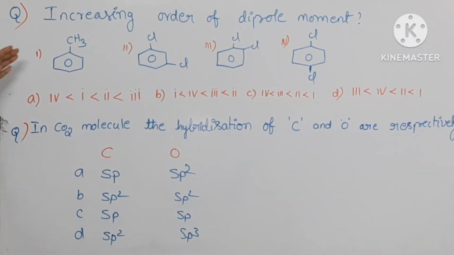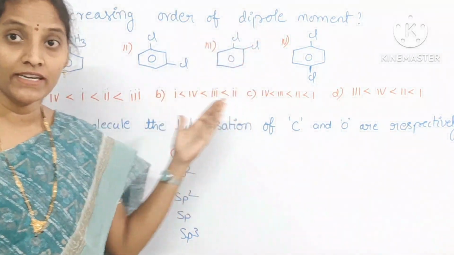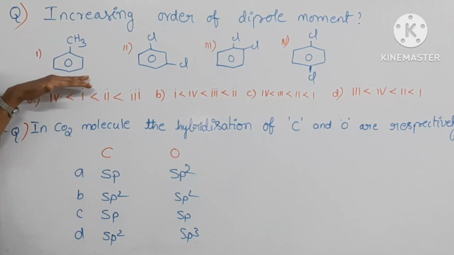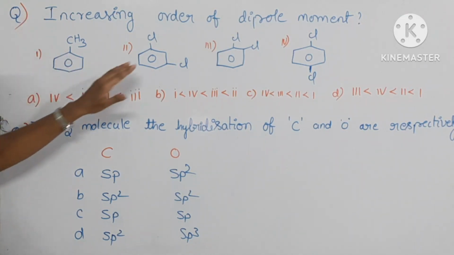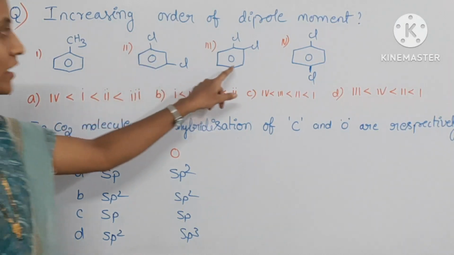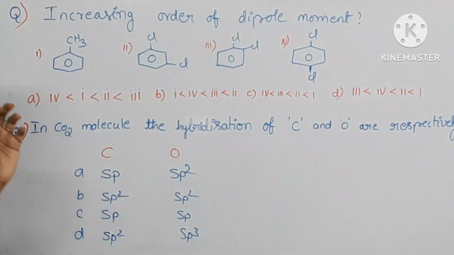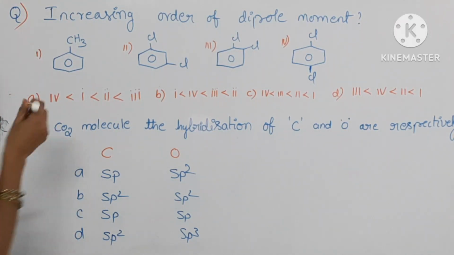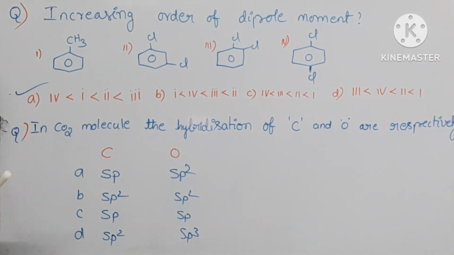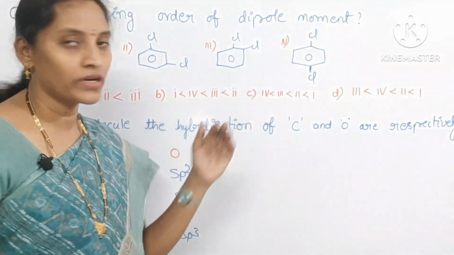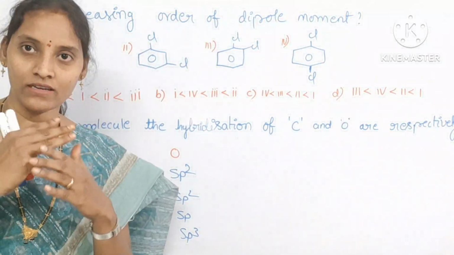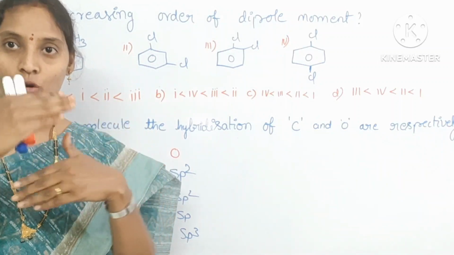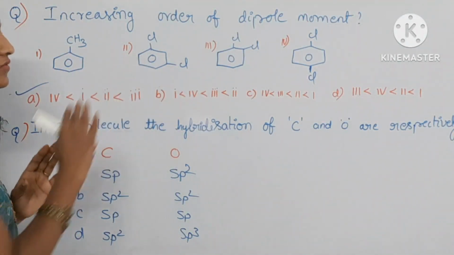Next question, you can see increasing order of dipole moment for the following compounds. So first one, you can see, this is a methyl group on benzene, 2 chlorine atoms, metachlorobenzene, orthochlorobenzene, parachlorobenzene. Which one has more dipole moment? Here you will get the first option. The fourth one has very little dipole moment, because 2 chlorine atoms of the same energy attached to the benzene ring in opposite directions, so it is almost zero.